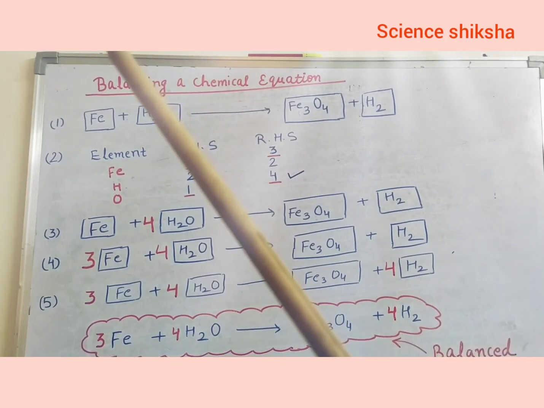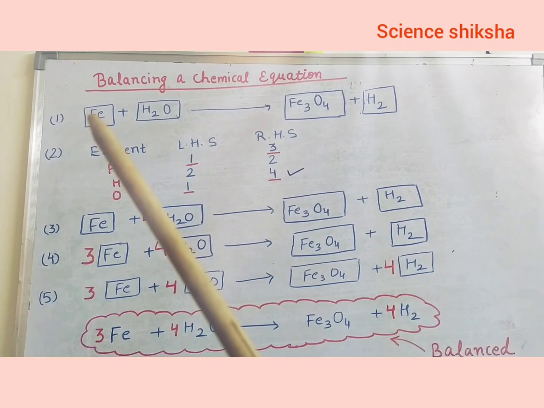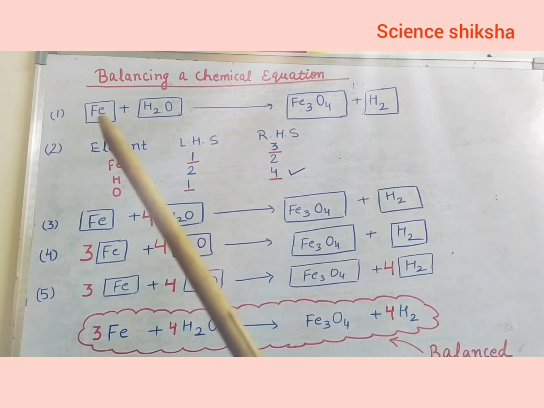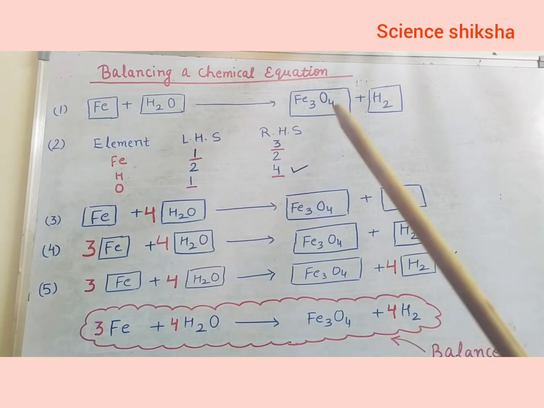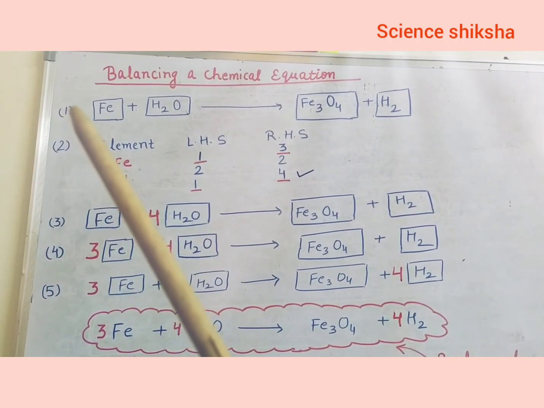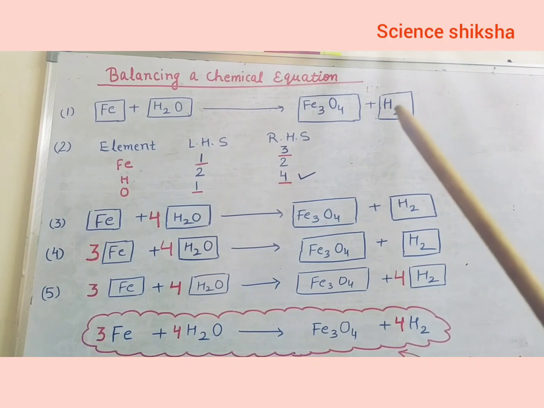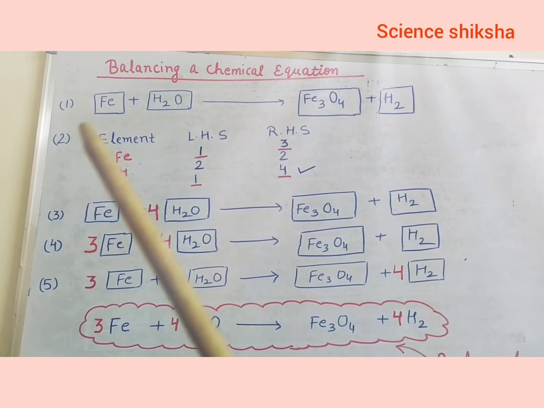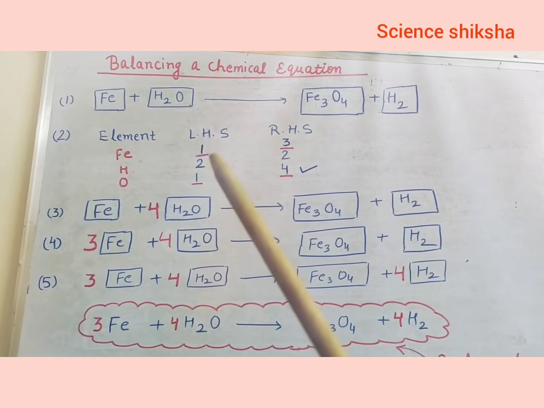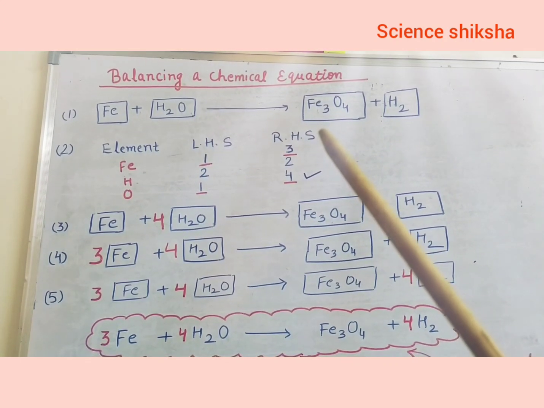Now, balancing a chemical equation. Take a chemical equation. For example, iron plus water gives iron oxide plus hydrogen. In the first step, enclose all the elements and compounds in boxes. In the second step, write the names of the elements and also the number of atoms of the elements on the left hand side as well as the right hand side.